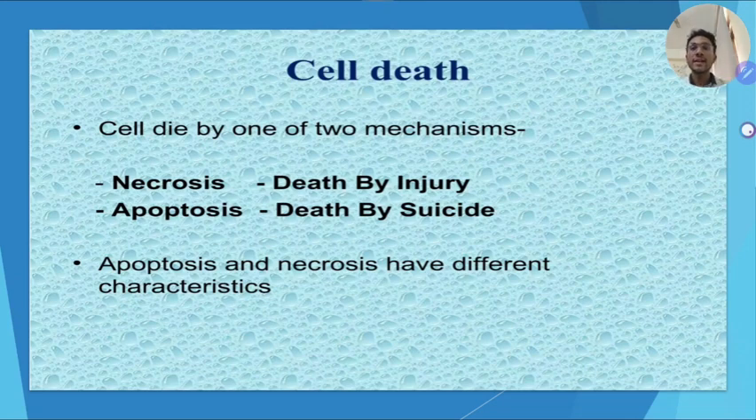Now we will discuss that cell death can be of two types. Cells die by one of these two mechanisms. The two mechanisms are necrosis and apoptosis. Necrosis is death by injury and apoptosis is death by suicide. Apoptosis and necrosis have very different characteristics, which we will discuss now.